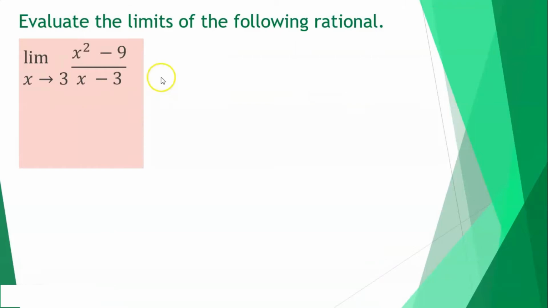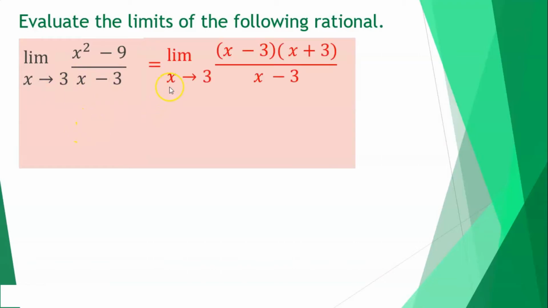Okay, another example. This one. What is the limit of (x² - 9) divided by (x - 3) as x approaches 3? At this point, again, when we substitute x with 3, it will become undefined. So with that, we will factor this one. (x - 3)(x + 3) over x - 3. So you cancel x - 3, that will leave us with x + 3. Substitute x with 3, so therefore we'll have 6.